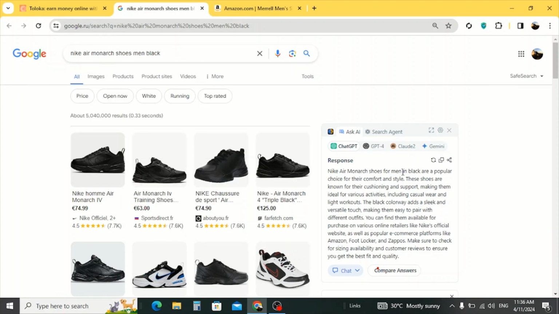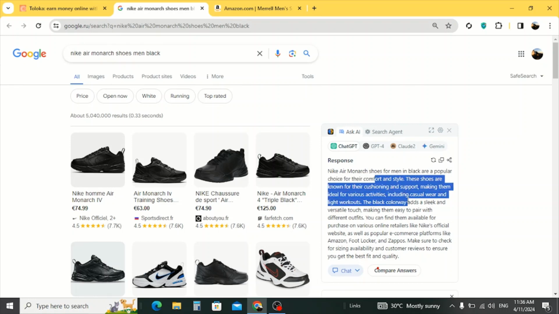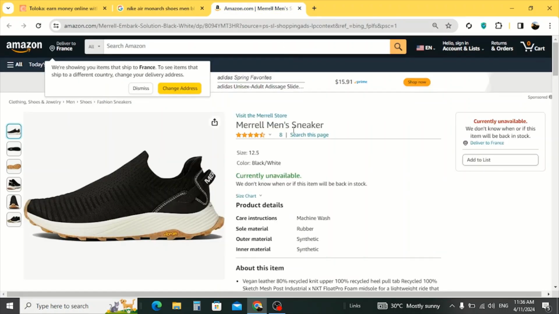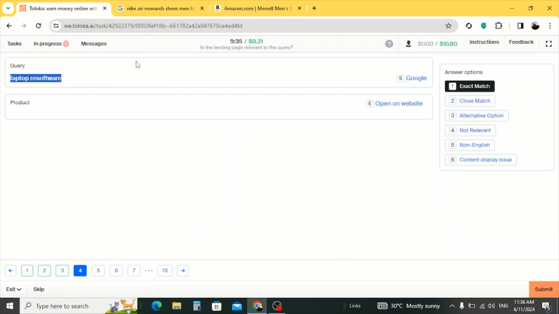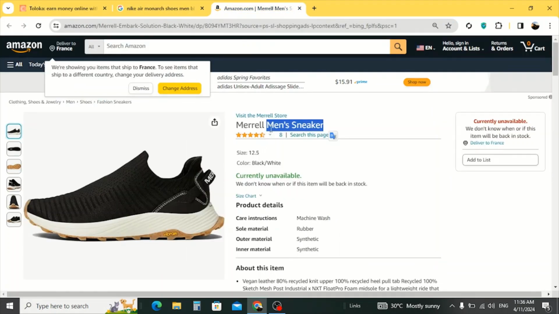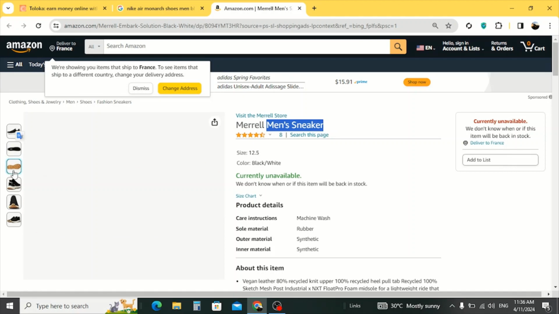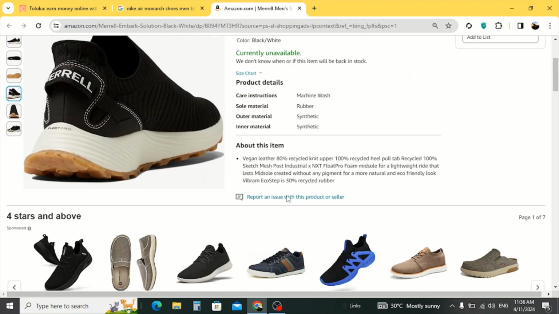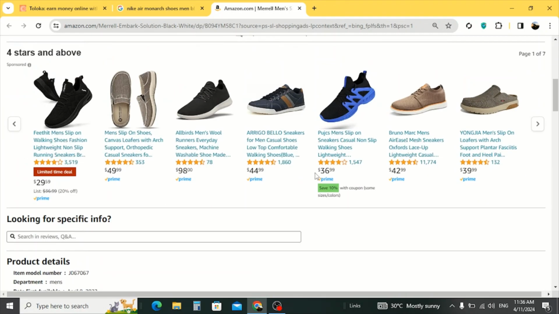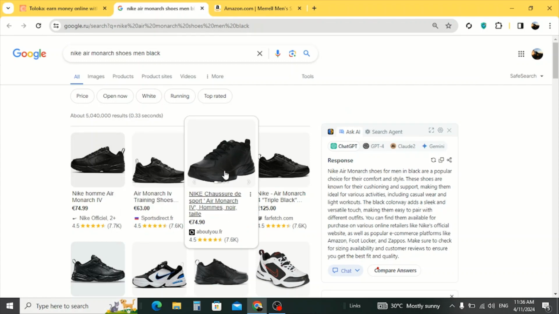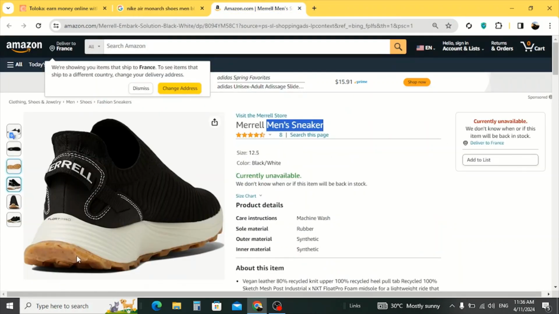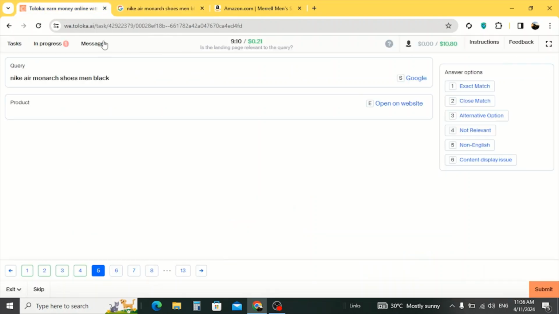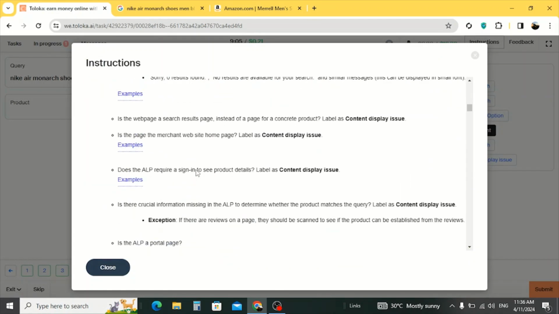Nike Air Monarch shoes. Air Monarch shoes for men is a popular choice for their comfort. Okay, Air Monarch is a specific model, and then again this is a Merrell men's sneaker. And is this in black? No, this is not in black color, because this has a prominent white band. So black shoes means fully black, and in this case this is not fully black, and this is not relevant. Oh, why? This is the reason.